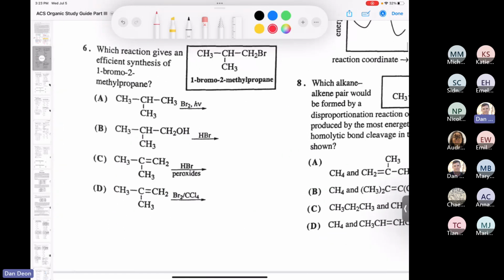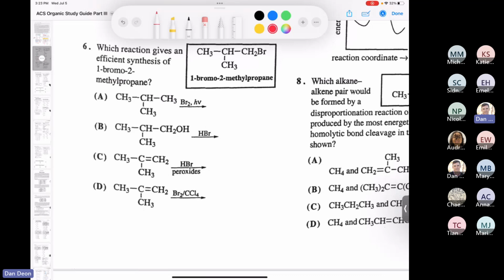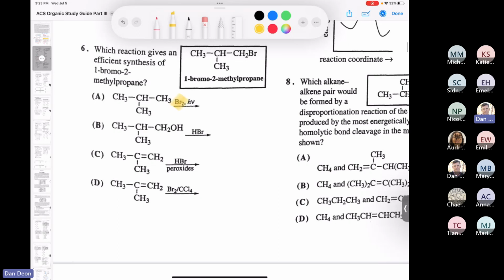All right, question number 6. Which reaction gives an efficient synthesis of 1-bromo-2-methylpropane? So if we wanted to make this molecule, if we look at the first one, if we're doing bromination, the bromine is going to be added at the most substituted carbon, and so it can't be A. If we look at the next one, you can do this reaction with HBr. The only problem here is that you're going to end up forming a tertiary carbocation, right? After you convert this into a good leaving group, you're going to end up doing a hydride shift as the leaving group leaves to give you a tertiary carbocation.